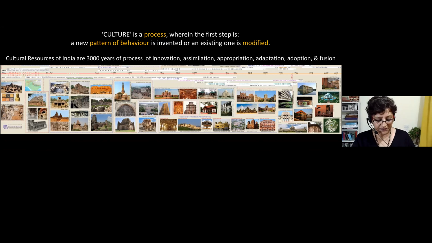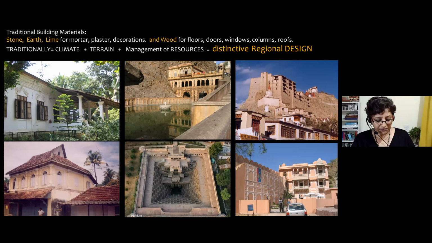In context of built environment, world over, traditional materials were just 4. Stone, earth, lime for mortar and plaster decorations, and wood for floors, doors, windows, columns, and roofs. But traditional building culture was contextual and was guided by climate, terrain, and judicious management of resources. And that's what produced a very distinctive regional design.